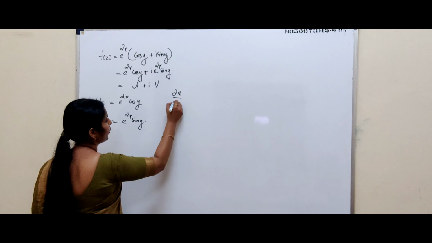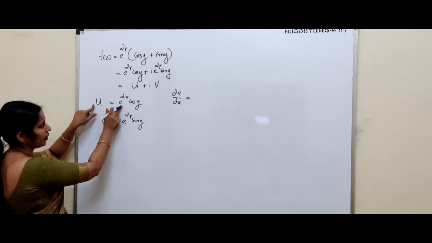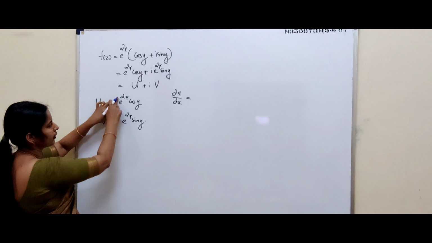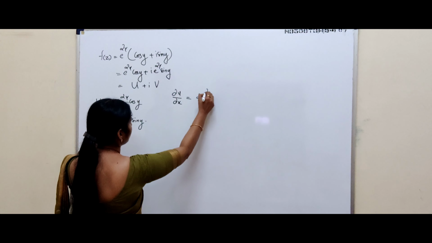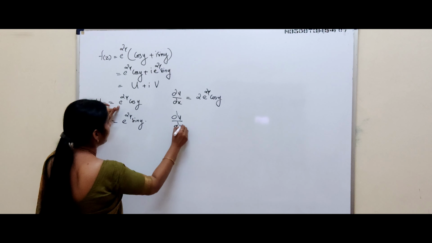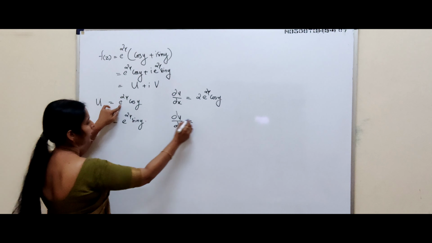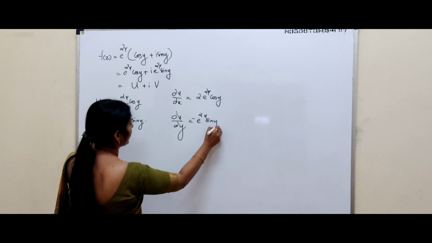Next, we have to write ∂u/∂x. What is ∂u/∂x? You differentiate only with respect to x for e raised to 2x. So the derivative is 2 e raised to 2x into cos y. Next, ∂u/∂y: you keep e raised to 2x as constant. The derivative of cos y is minus sin y.